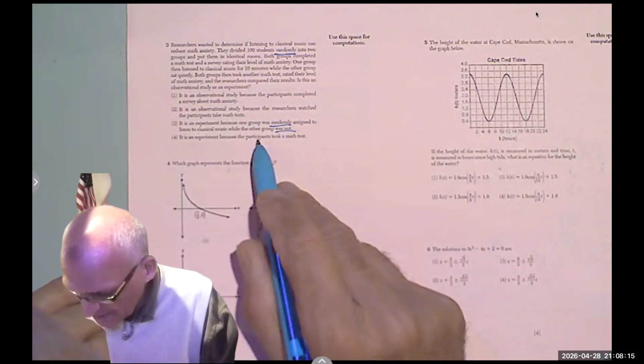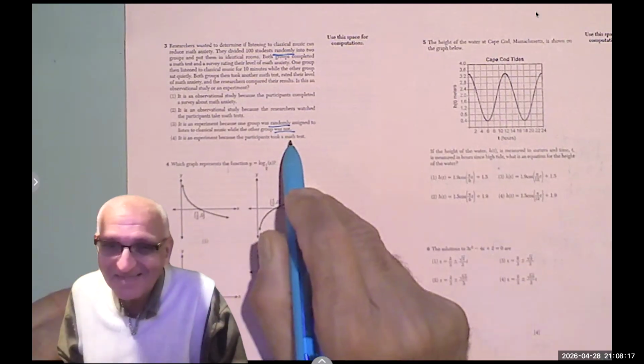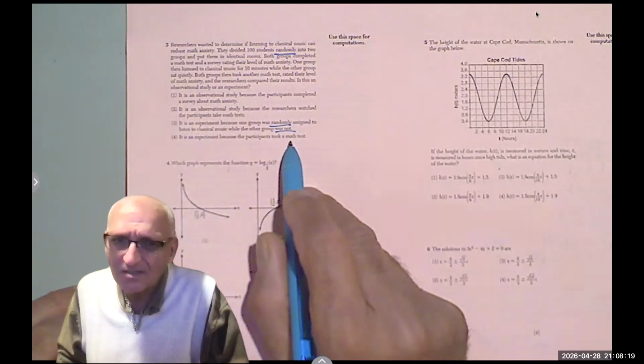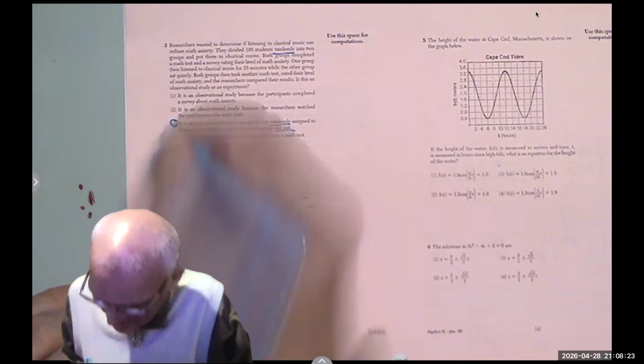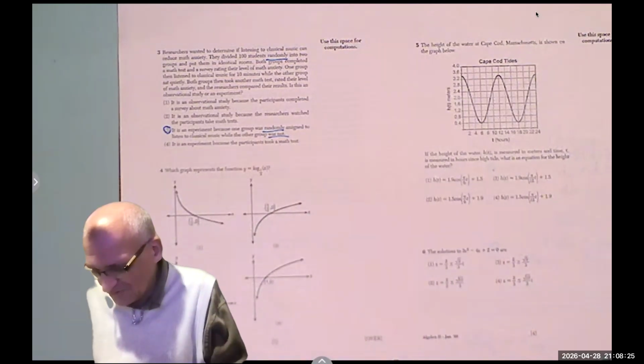It's an experiment because the participant took a math test. If they were taking a geography test, that wouldn't be an experiment, right? Okay, so it's number 3. Number 4 is a joke.